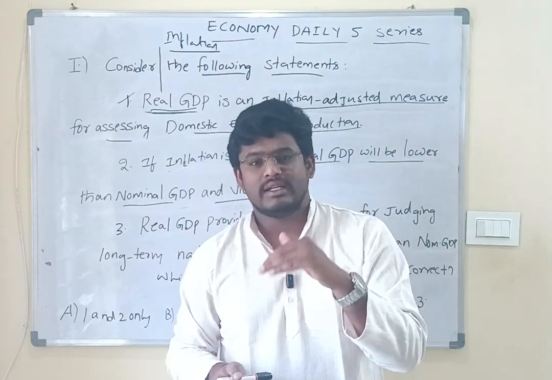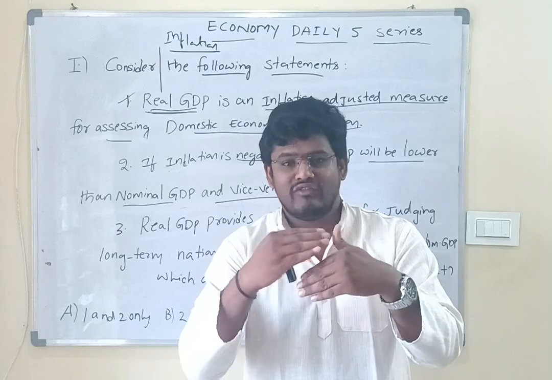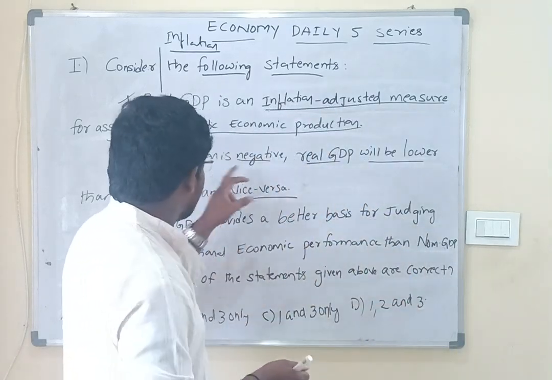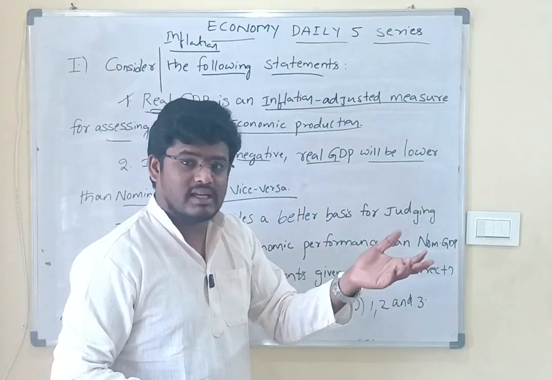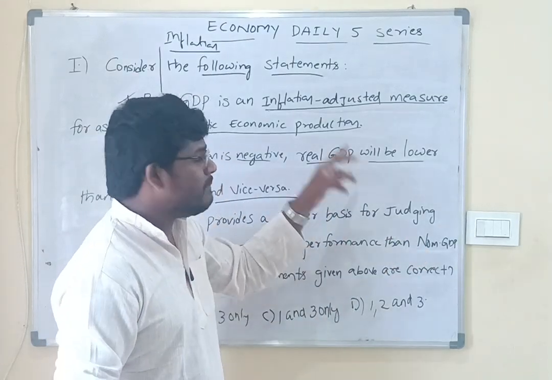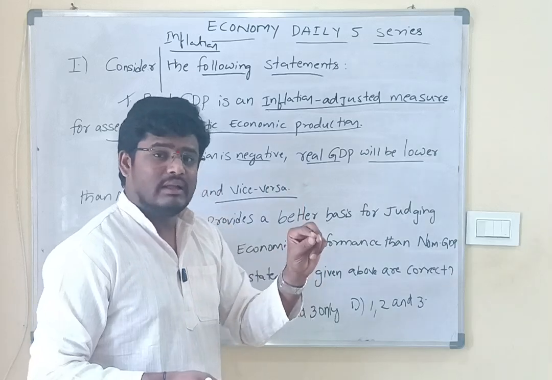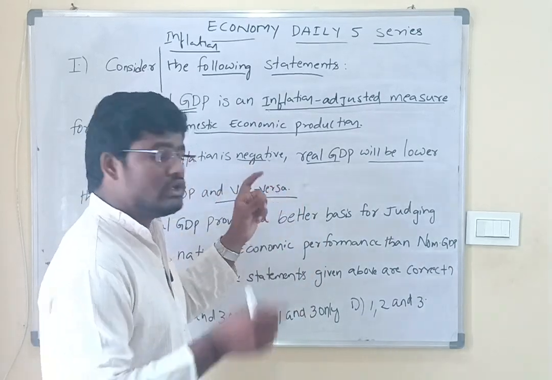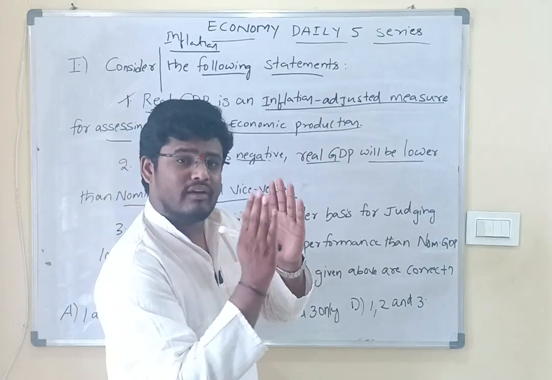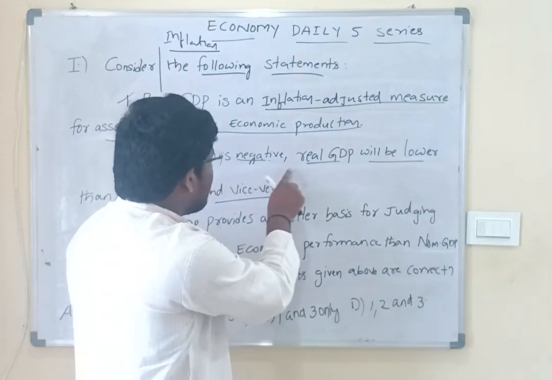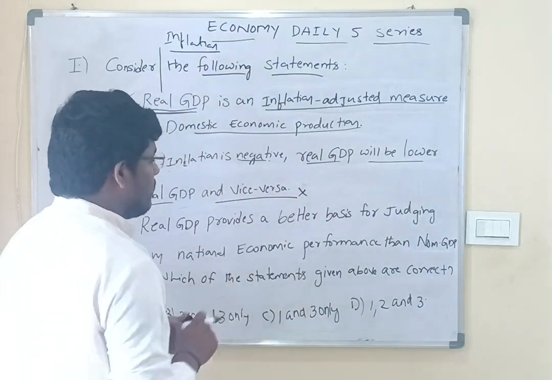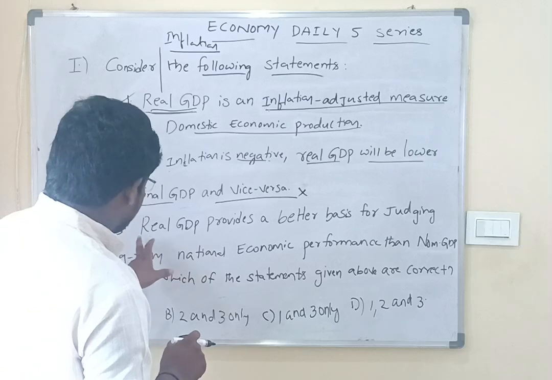Nominal GDP takes the prices from the current year, and if the price of the current year increases, now compare, whereas the real GDP considers the prices from the base year. So real GDP will never be higher than the nominal GDP when the inflation is positive. If you look at it from the other side, then automatically this statement also turns out to be wrong. So the second statement looks wrong. Now look at the third statement.